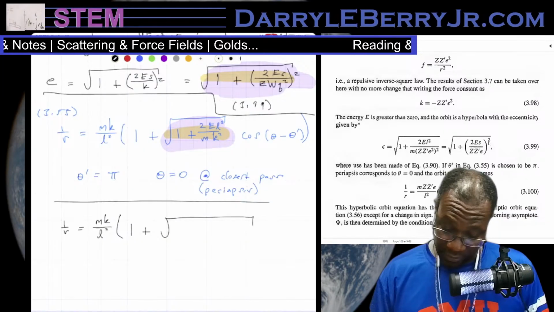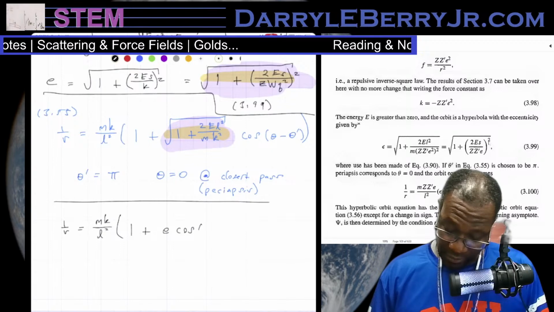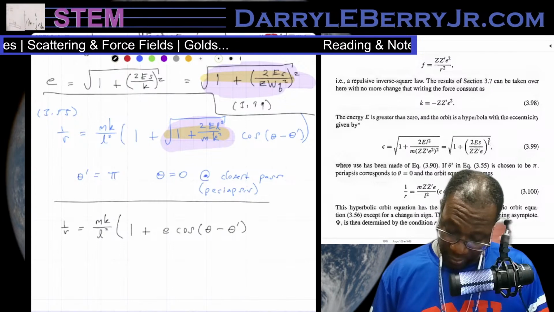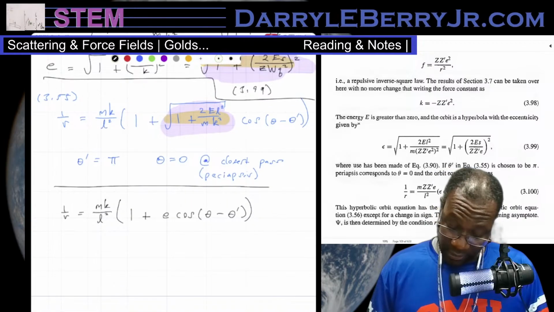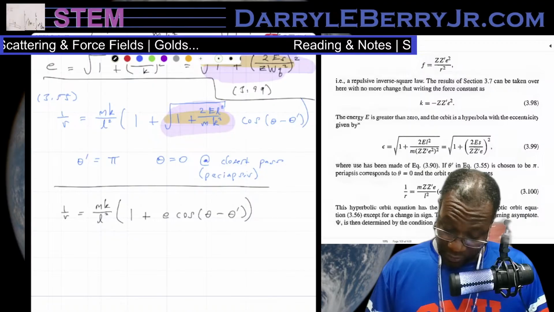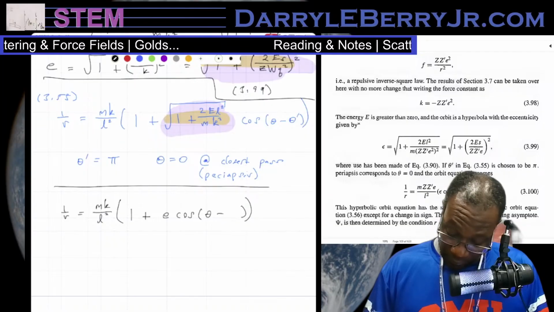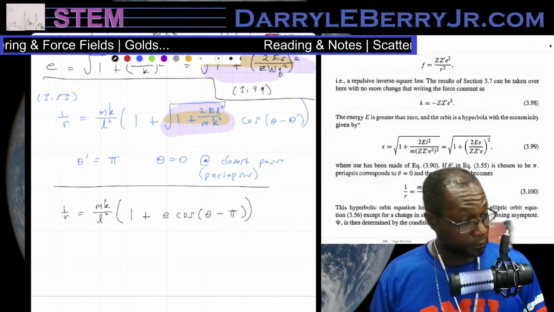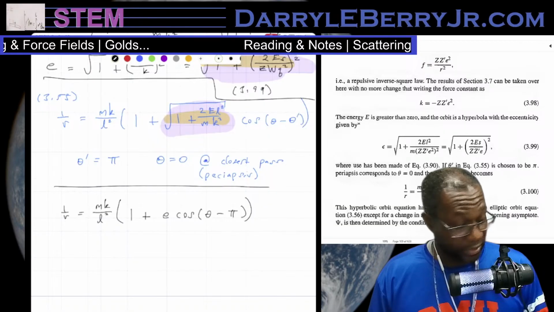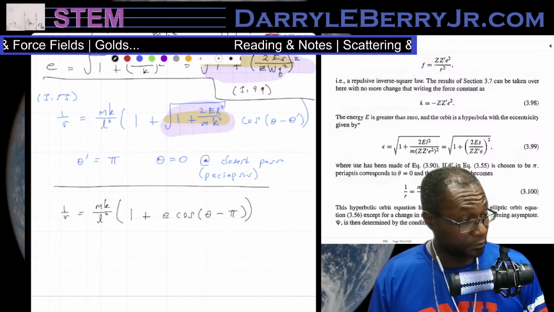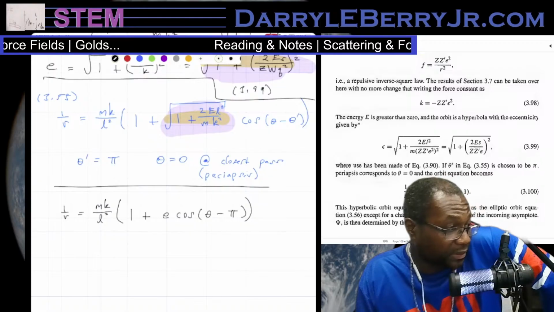So all we have to do here is say 1 plus epsilon cosine theta minus theta prime. And we can actually just go ahead and input the pi there right now. m K over L squared, 1 plus eccentricity cosine theta minus pi. All right, so let's see what we do next.